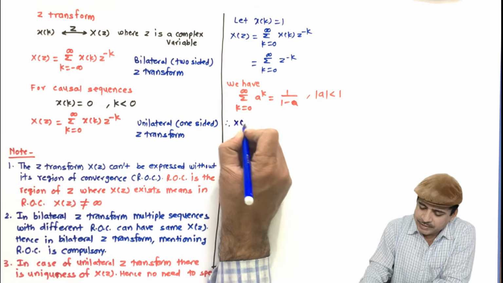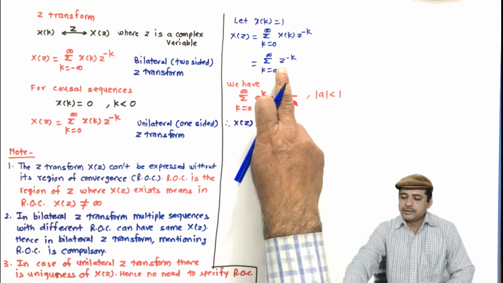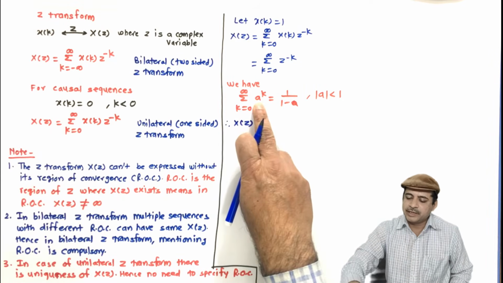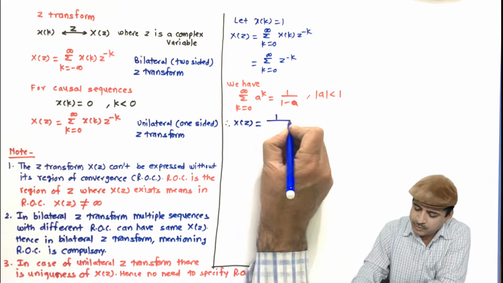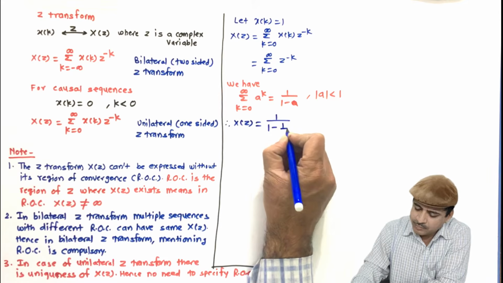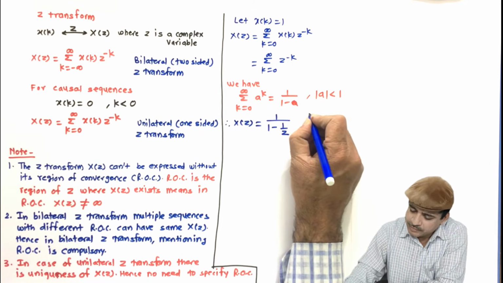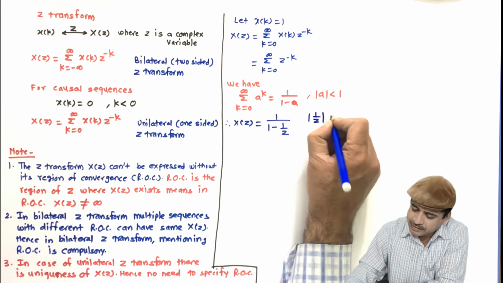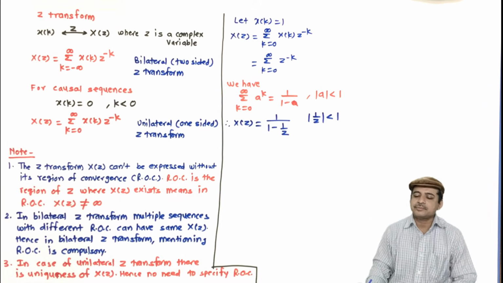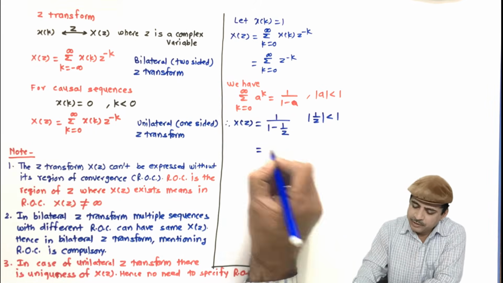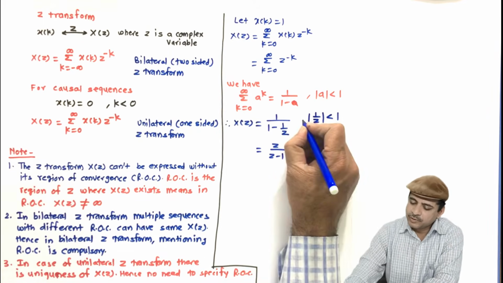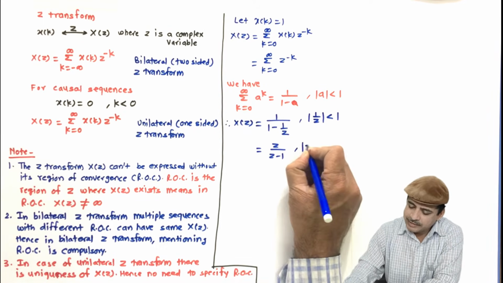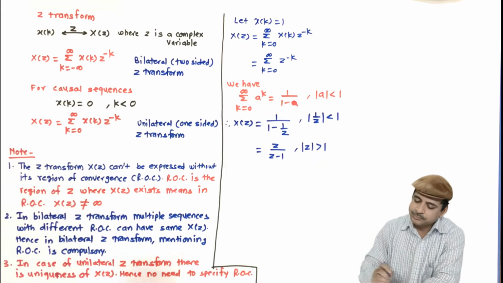So now X(z) is equal to, if you compare this with this one, you get a equal to 1 by z here, and hence it will be 1 upon 1 minus 1 by z with mod of 1 by z less than 1. And if you simplify it, you get this as z upon z minus 1 with mod z greater than 1.